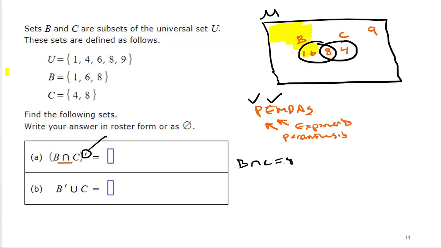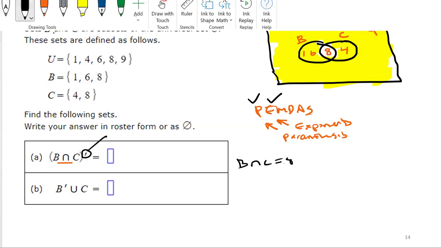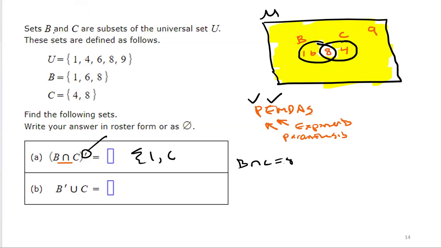So that means if I were to highlight this, this is everything outside of 8. That's everything outside of 8. So that would be 1, 6, 4, and 9. Does that make sense? So that's what I would write here: 1, 6, 4, and 9. So that would be our answer.